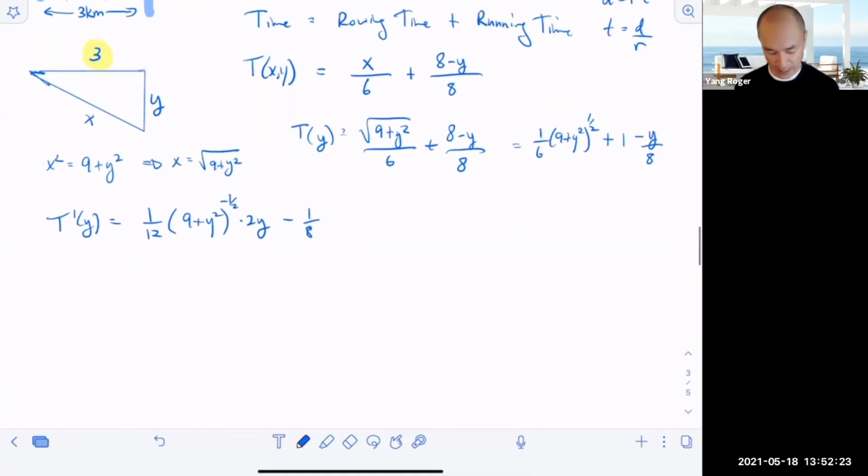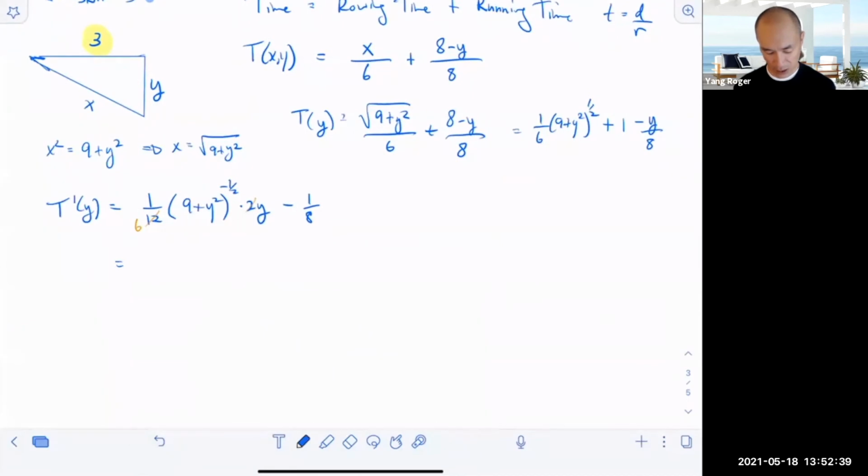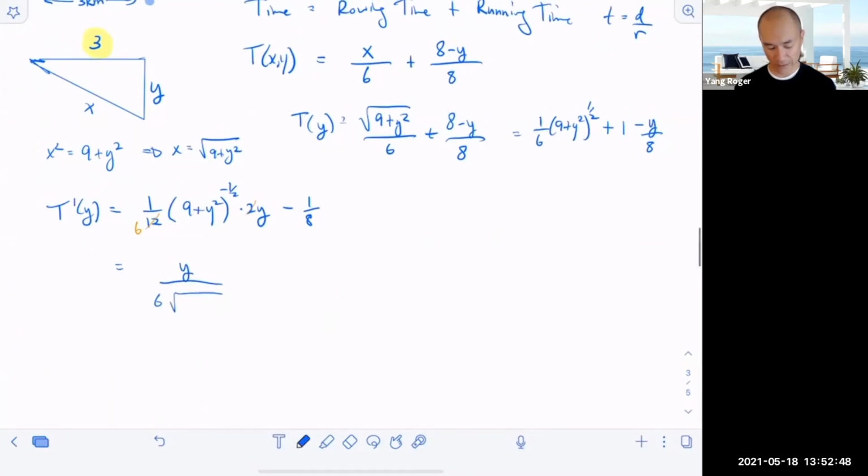I can write that a little bit nicer. I hope you guys can see that 2 over 12 can simplify to 1 over 6. So if I write this a little bit nicer, I can have a y on top, and I'll have a 6 times the square root of 9 plus y squared, minus 1 over 8.